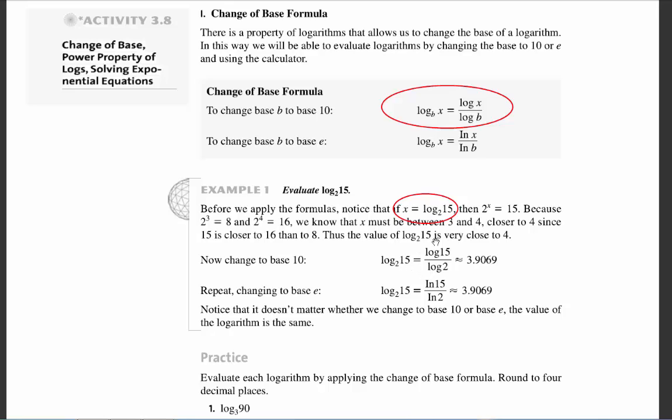Right, so here's our expression, log base 2 of 15. I'm going to rewrite this as log base 10 of 15 on the top divided by log base 10 of 2 on the bottom, and you see we get 3.9069.